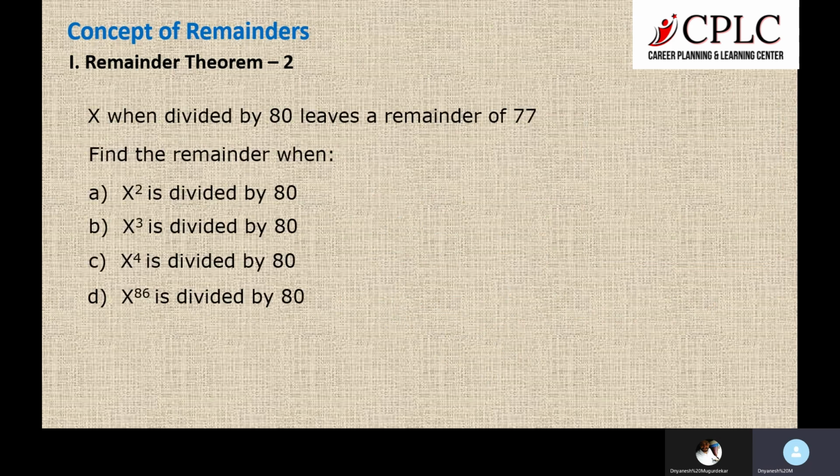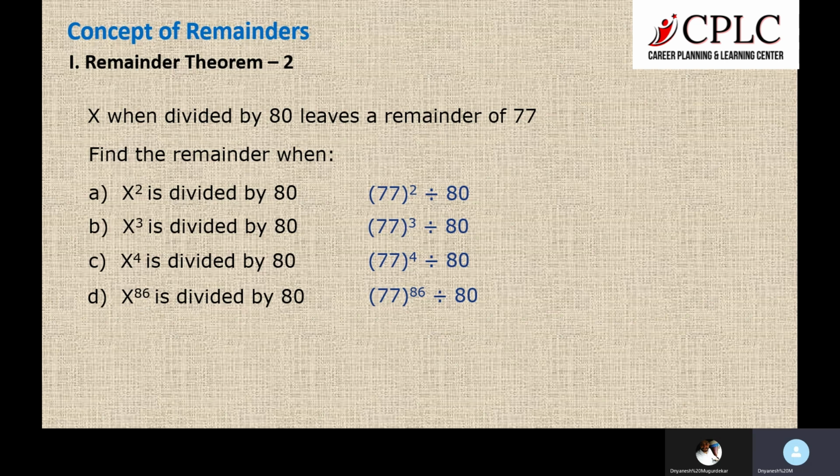The next one after this is another question wherein x when divided by 80 leaves a remainder of 77. Now I know that we need to replace the number by remainder, but we can't replace x by 77. That will be too tedious to handle, because 77 square, cube, raised to 4 and all of that will be a mess. But instead, what you should ideally do is use the idea of negative remainder.